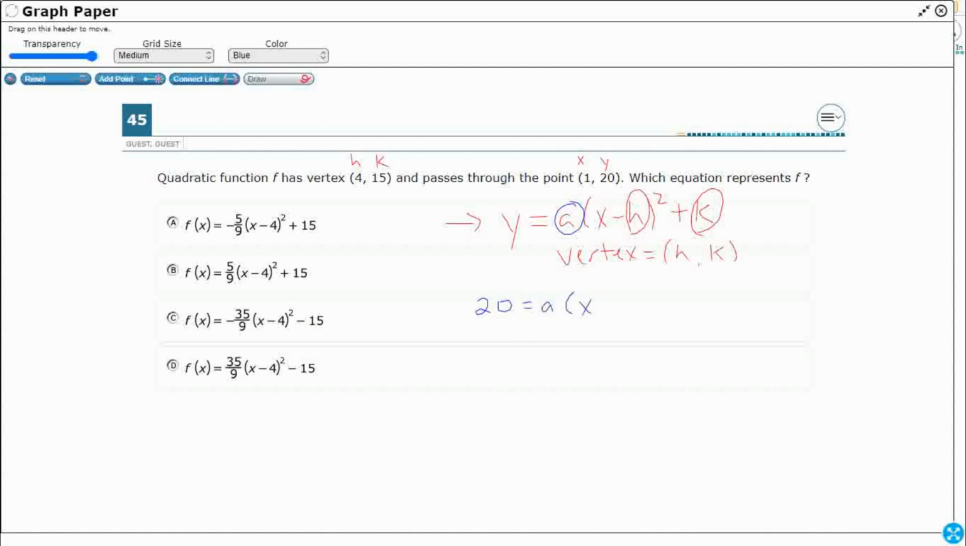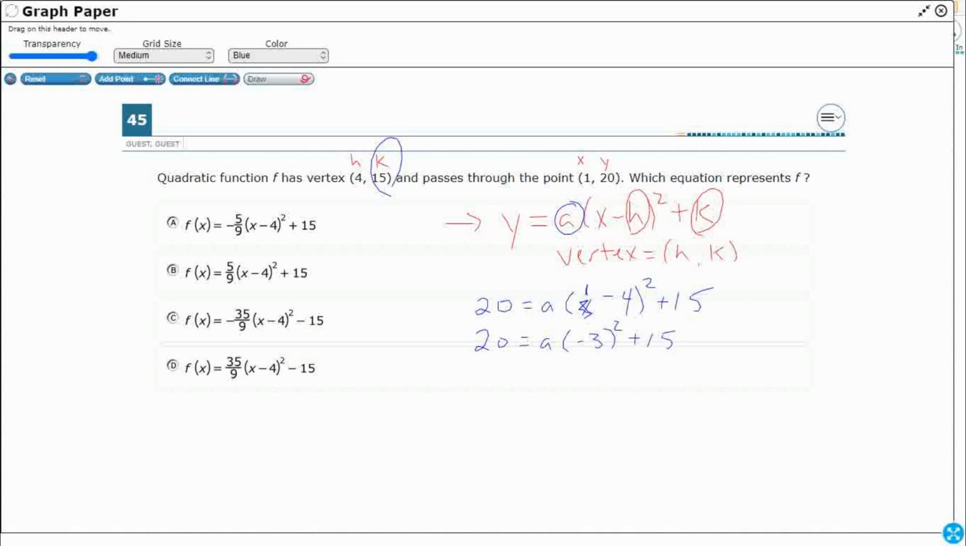Then I've got a times x minus, but you know what? Instead of that x, I'm going to put a 1. There we go. Let's put a 1 minus my 4 squared, and then plus k. My k, remember, is my 15. All right, so all I need to do now is simplify and solve for a. So 20 equals a(1 minus 4), that's going to be negative 3 squared, plus that 15.